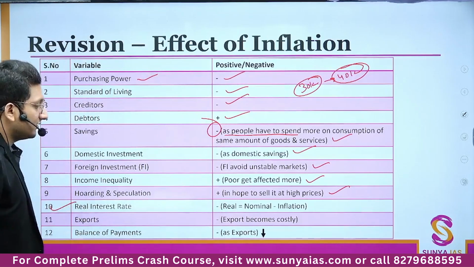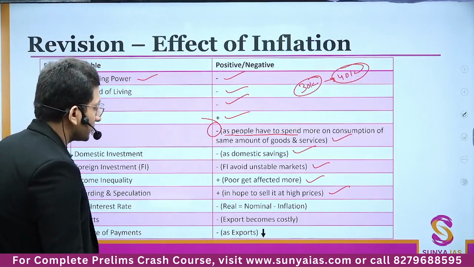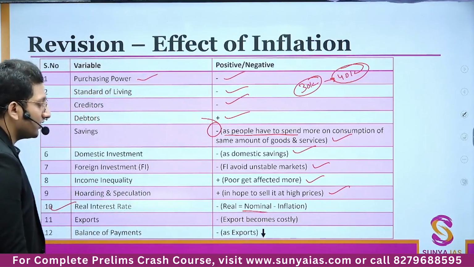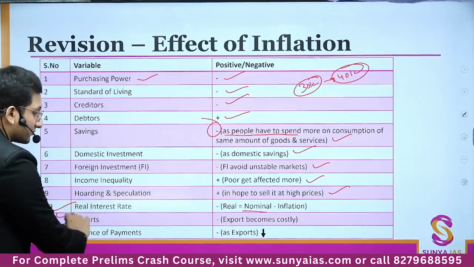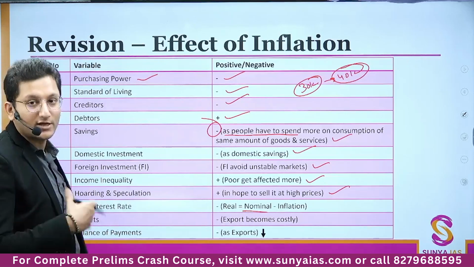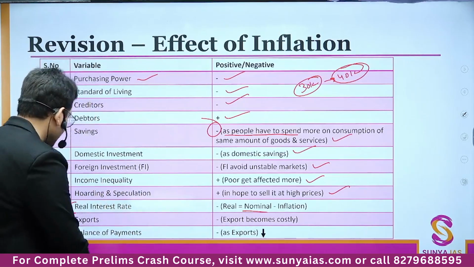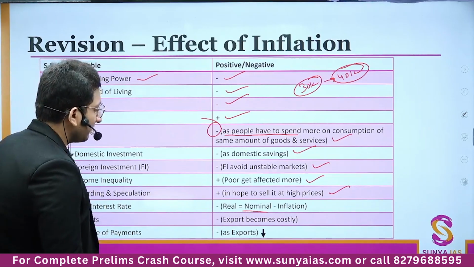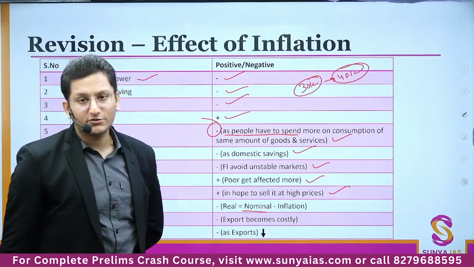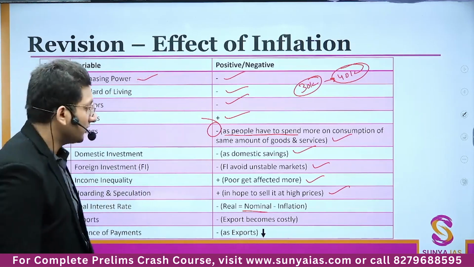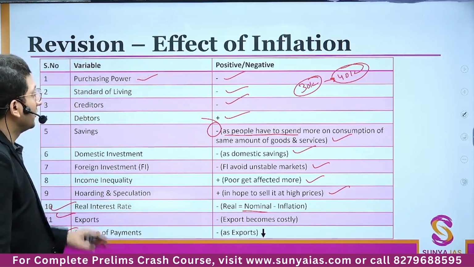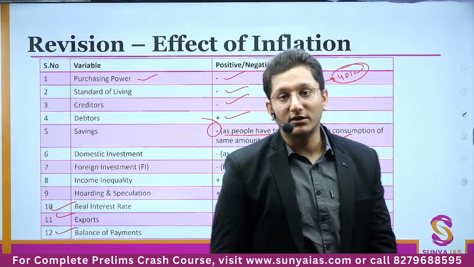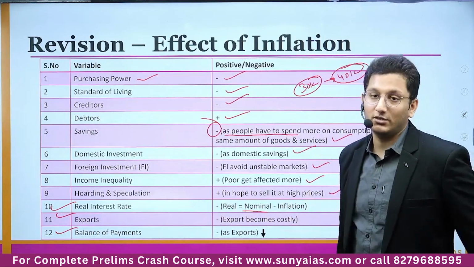Real interest rate will be negative because real interest rate will be nominal minus inflation, so it has a negative impact. Export ke upar negative because export became costlier, ye humne padha tha abhi. Balance of payment pe decrease hoga, negative impact hoga because export hamara decrease ho chuka hoga, that's why balance of payment will go in the negative territory. Okay, so these are the effects of inflation. Pura revision ho gaya in 3 slides se what we have studied till now.